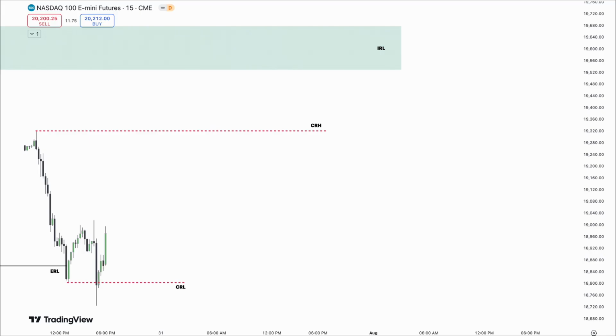The price shows displacement to the upside and creates a change of state delivery, CSD, which we'll mark. There's also a breaker above that we should note. From this point, we can open a long position, placing our stop just below the breaker and the FVG. Our first target will be the high of the CRT, and the final target will be the IRL, which is this FVG. As you can see, our first take profit has been hit, so we'll extend our target to the next liquidity at the IRL and see how the price reacts.